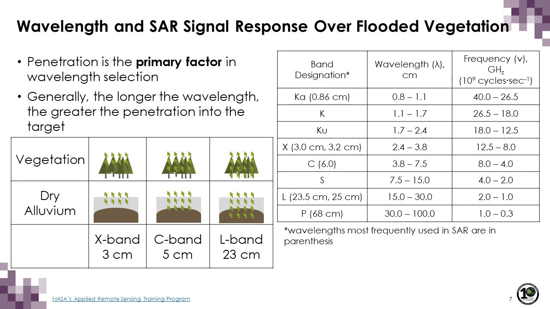So in comparison to L-band, the ability of shorter wavelengths, such as C-band or X-band, to penetrate vegetation canopy is reduced. And also, the penetration of C-band is limited in comparison to L-band. Studies have shown an increase in C-band backscatter for flooded vegetation during leaf-on conditions, and especially during leaf-off conditions.